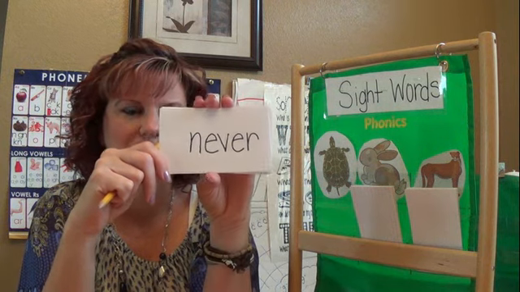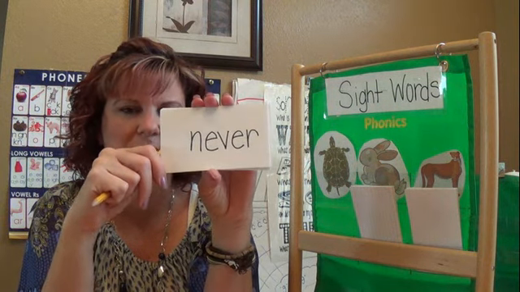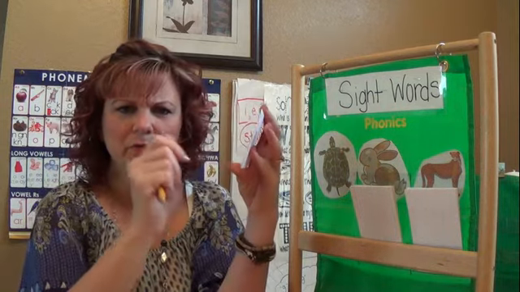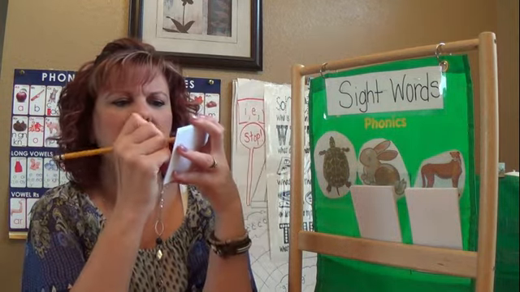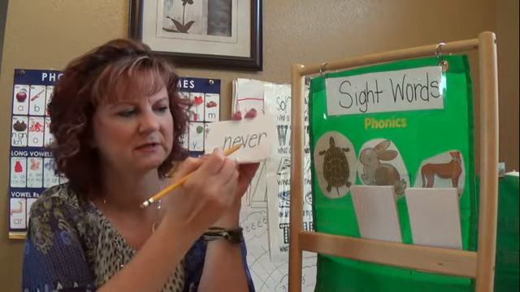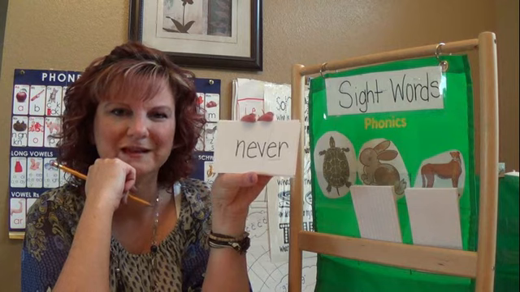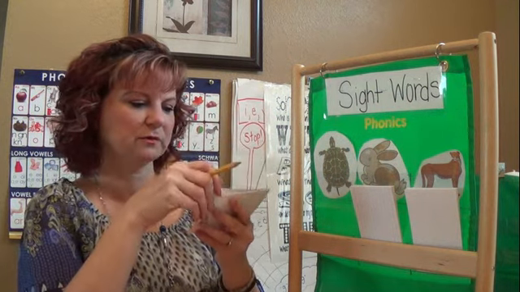Never. Never walk in the street without looking both ways. Never. Now, there's no rule breaking going on here. You just have to remember it's 2 syllables and it has that at the end. Nev, never. Okay, so we're gonna try that one.